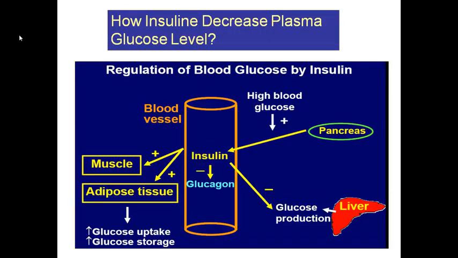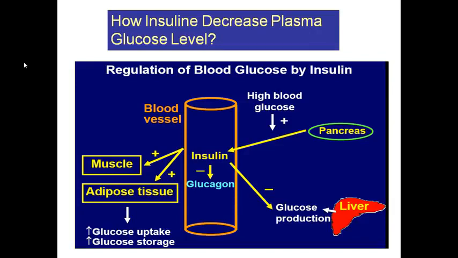And how does it do it? It does it by having a negative effect on the glucagon, so it decreases the release of the glucagon, and it causes increased glucose uptake by the muscles and by adipose tissue. It also affects the liver and decreases the glucose production.